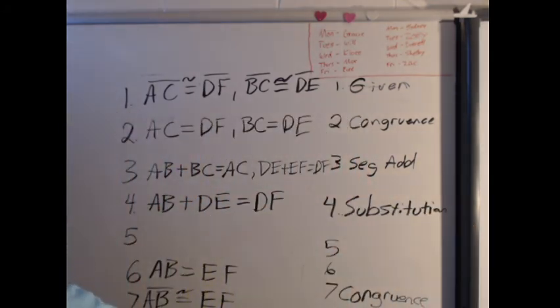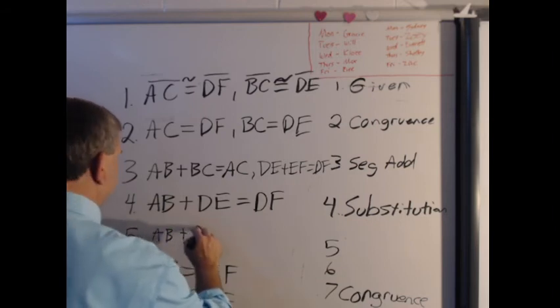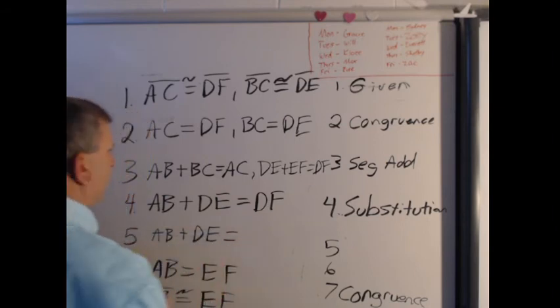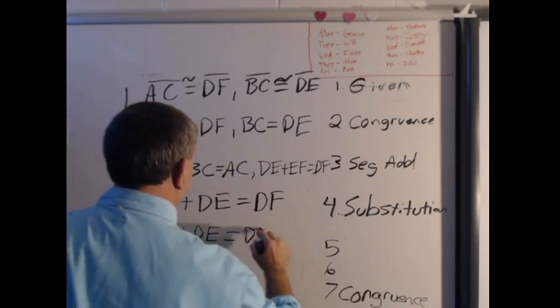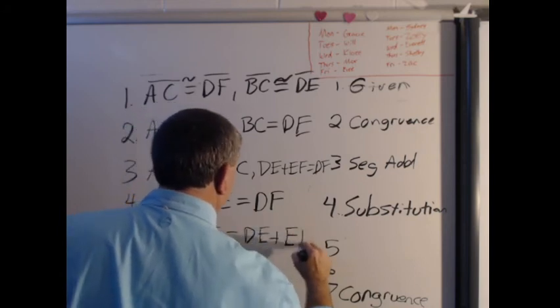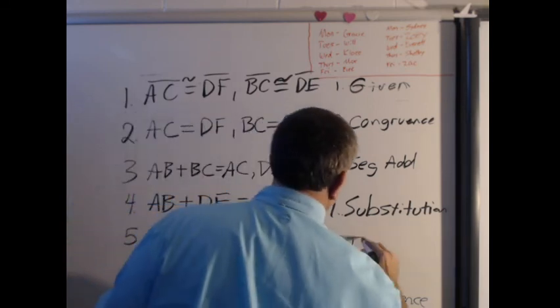Okay, so now at number 5. All right, so if we know that this is our next step, okay, this is our next step. So if I got this, AB plus DE, I know that's going to equal DE plus EF. Okay, and again, that's going to be transitive.